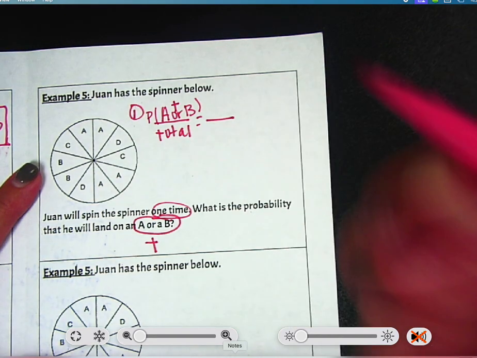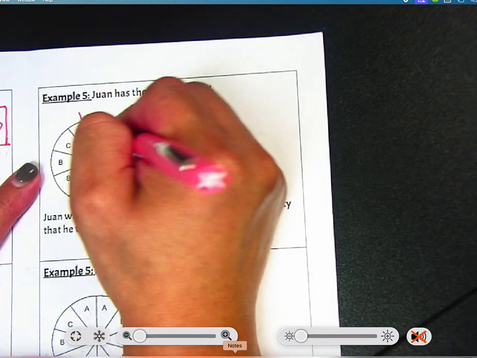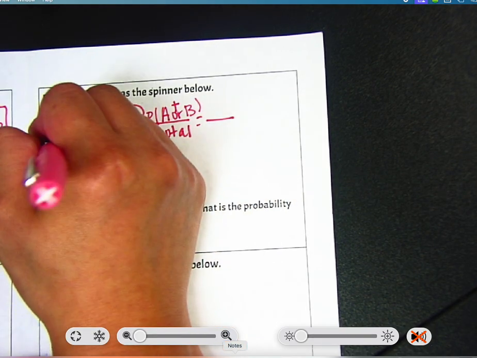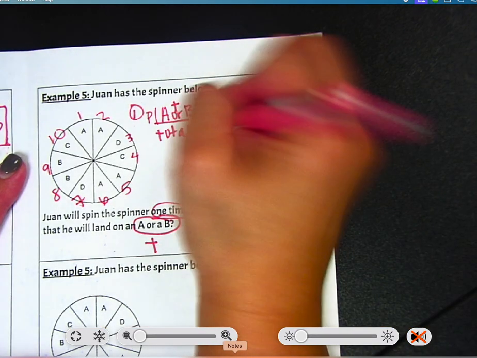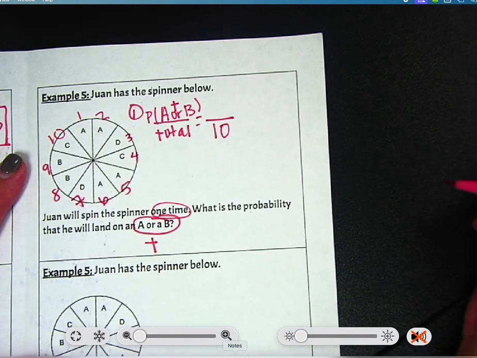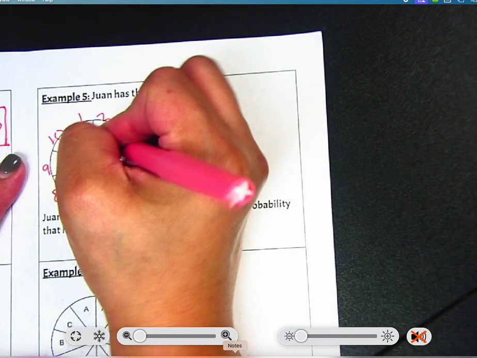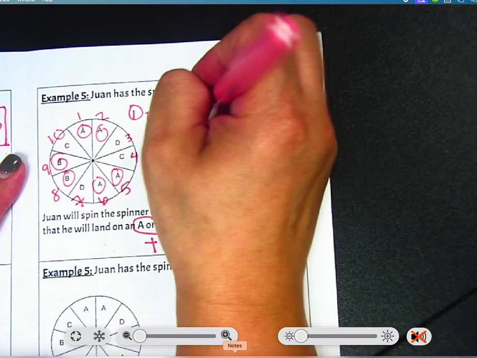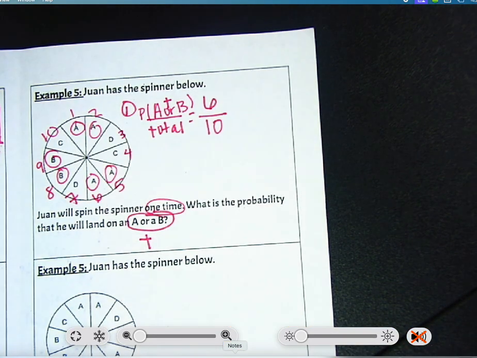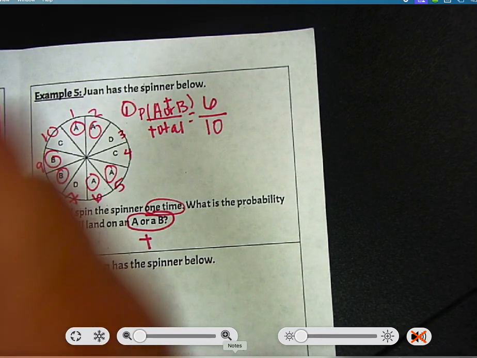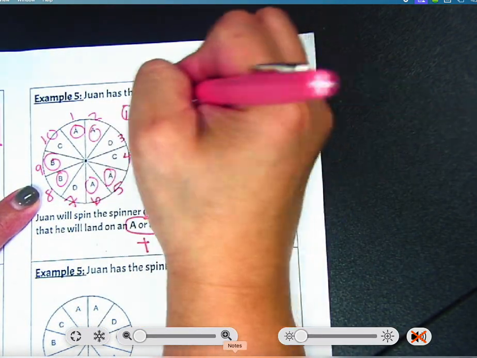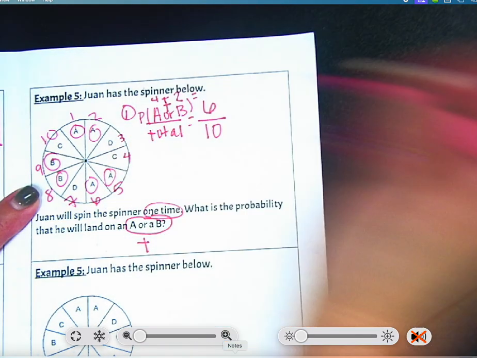All right, so the first thing I'm going to do is find the total. So I'm going to count 1, 2, 3, 4, 5, 6, 7, 8, 9, 10. So there's a total of 10 options. That goes at the bottom. Now I'm going to go back and circle all the A's and the B's. So 1, 2, 3, 4, 5, and 6. So there's 6 that are A's and B's together. Okay. So there were 4 A's plus 2 B's, which got me to 6.